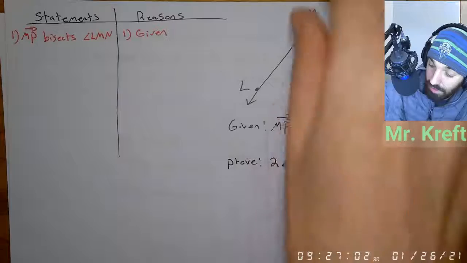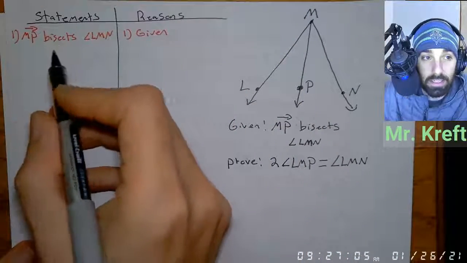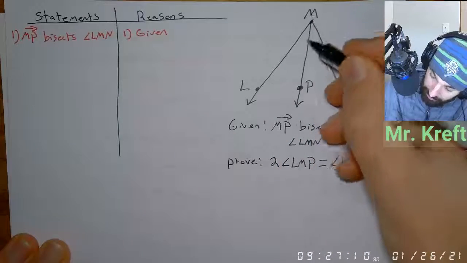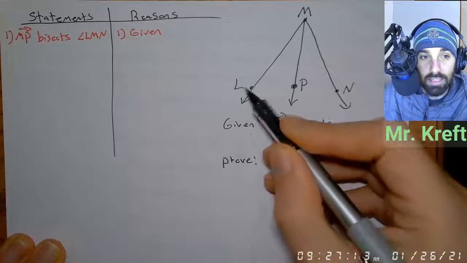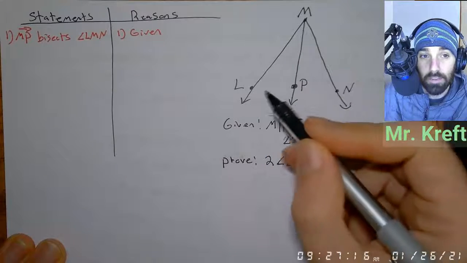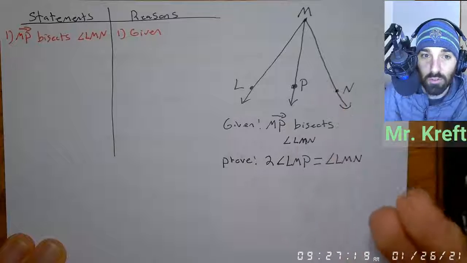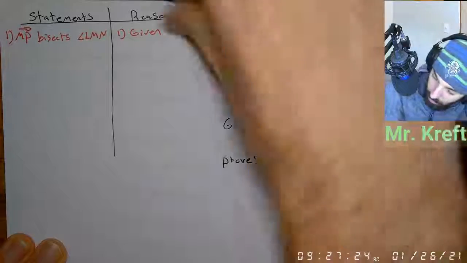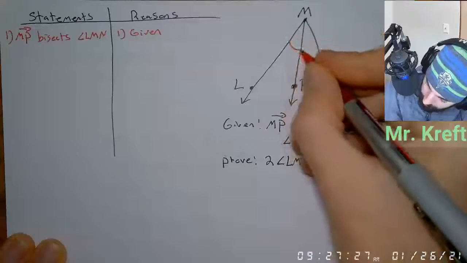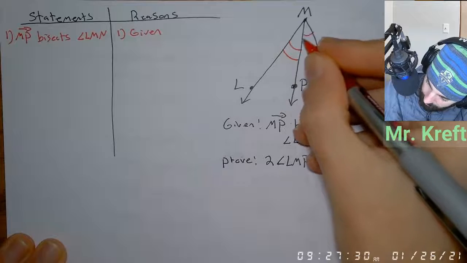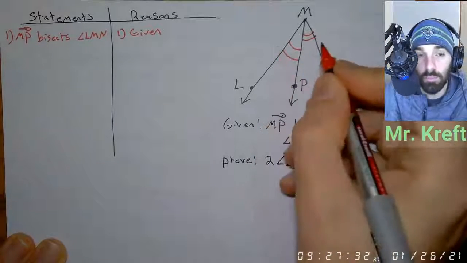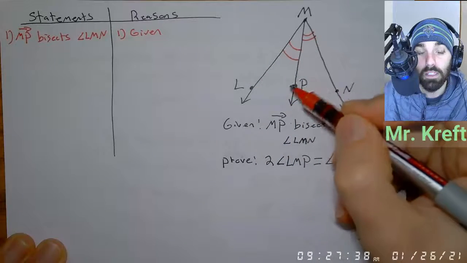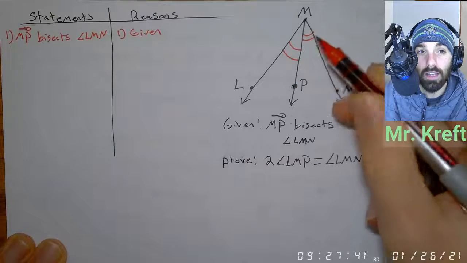Now, last time I said the given gives us a really good indicator. So bisect. Bisect means to cut in half. So if I look here, right here I have MP is bisecting LMN. So that's the big angle. It's being cut in half. Well, if it's being cut in half, shouldn't there be two halves? There should be two smaller pieces that are the same. So in my picture, that's going to be this angle and this angle. And I'm just using the same symbol for both angles to show that they're the same. So that would be angle LMP is congruent to angle NMP.